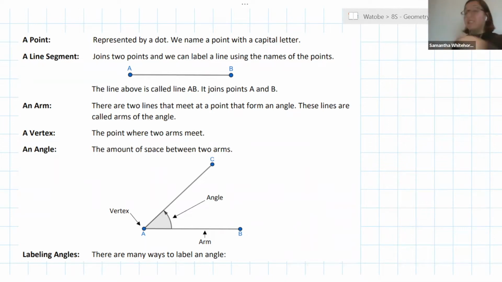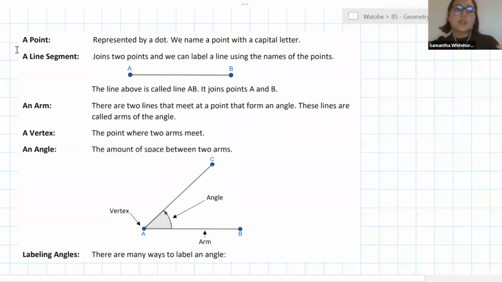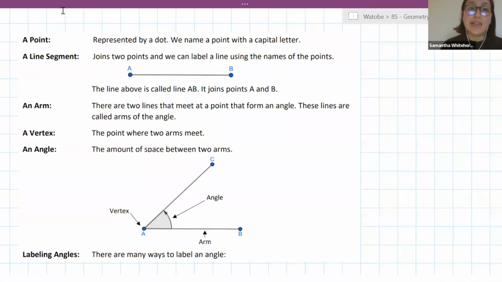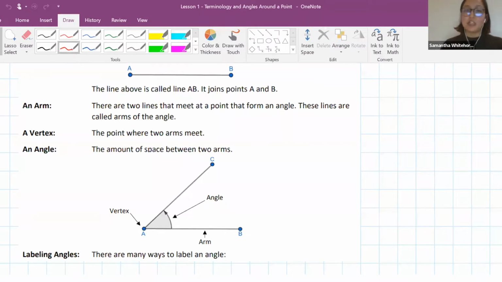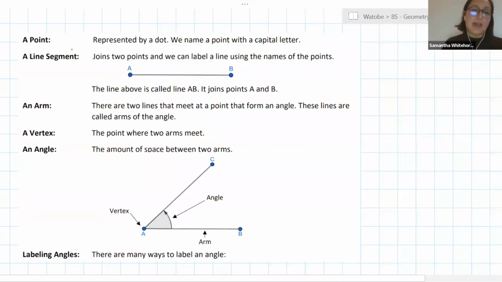A point is basically a dot, and we label that dot with a capital letter. It's important to know what the label is because it helps us eventually label line segments, label angles. So anytime you see a point, it should be labeled with a capital letter, and then we're able to do a bunch of different things. Now two points can be joined together to form a line segment. So over here, the points A and B are joined together to form line segment AB. So those points help us label line segments.